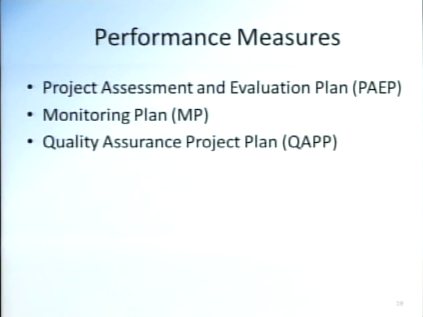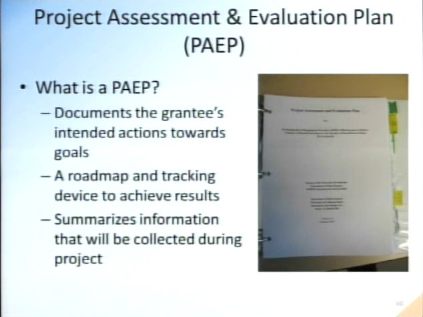Okay, so I'm going to really quickly talk to you about project effectiveness, the effectiveness of the project that we're funding and that you're implementing, how you're going to measure and report that project effectiveness, and why that's so important, why it's important to us, why it should be important to you. So we're going to talk about that basically under this category of performance measures for your project. And I'm going to talk about these three topics. The first is the project assessment and evaluation plan, which you'll all be required to do as part of your project. And then if you're doing monitoring, you'll also have a monitoring plan and a quality assurance project plan.